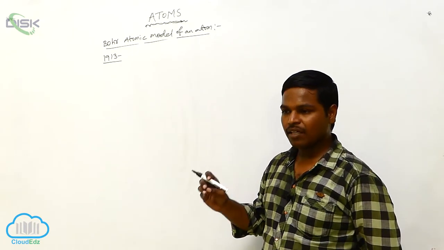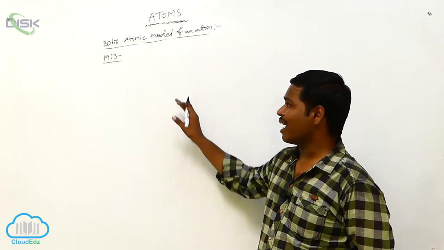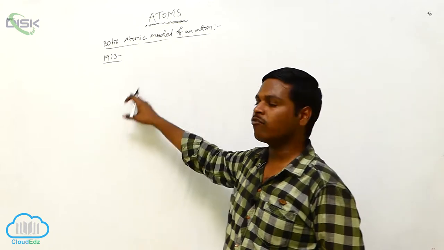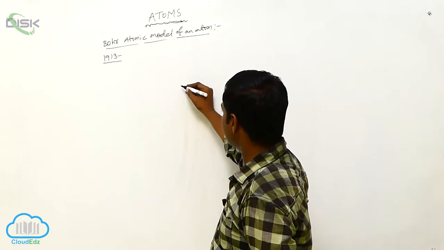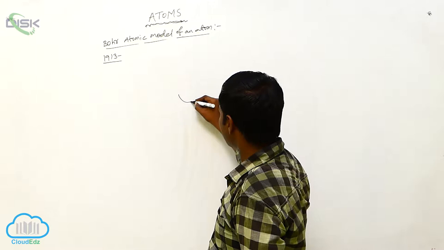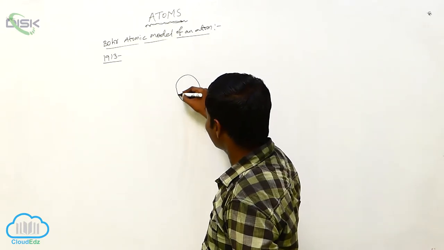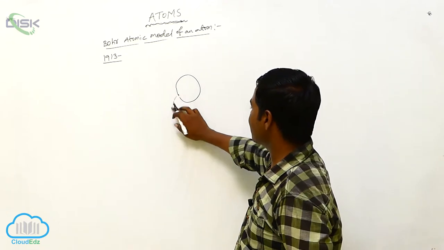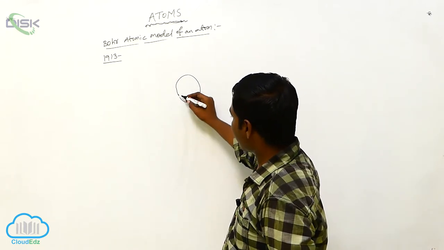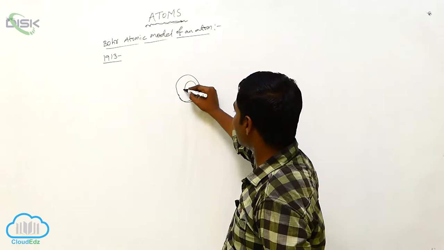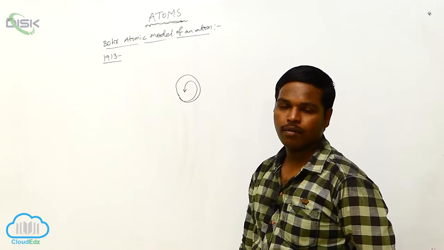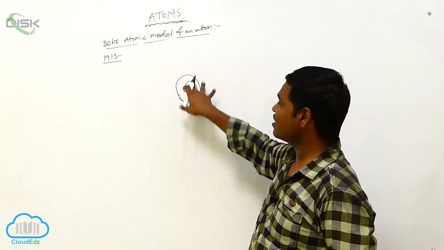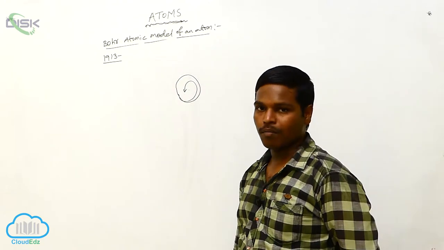If the electron loses its energy, it would spiral and fall into the nucleus. If this is the electron revolving around the nucleus, it continuously loses its energy, then spirals into the nucleus and falls into it. But this did not happen, and this is explained by Bohr.